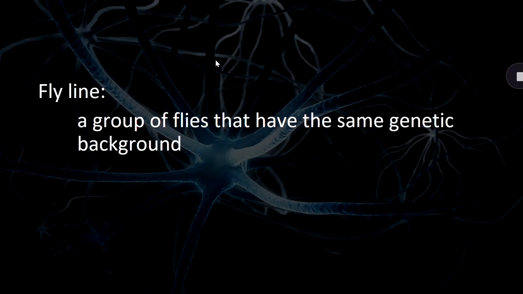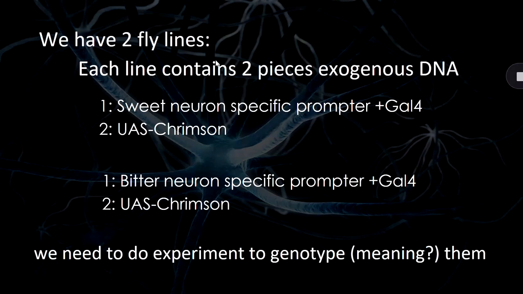Let's talk about fly lines. Fly lines is not a line of flies. They are a group of flies that share the same genetic background. So in this lab, we're gonna have two fly lines, which means we're gonna have two groups of flies. Each of them contains the same genetic background. For these two fly lines, each of them contains two pieces of exogenous DNA, which means these two DNAs are inserted into their genome.